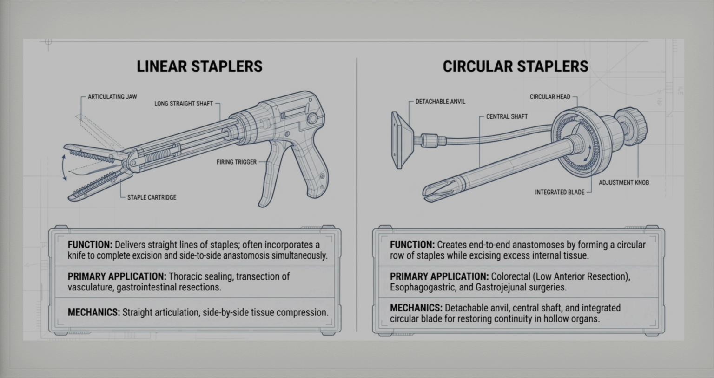Circular staplers create end-to-end anastomosis by forming a circular row of staples while excising excess internal tissue. It is mainly used in colorectal, lower anterior resection, esophagogastric and gastrointestinal surgeries. The mechanism is a detachable anvil, central shaft and integrated circular plate for restoring continuity in hollow organs. It is discussed in later slides in more detail.